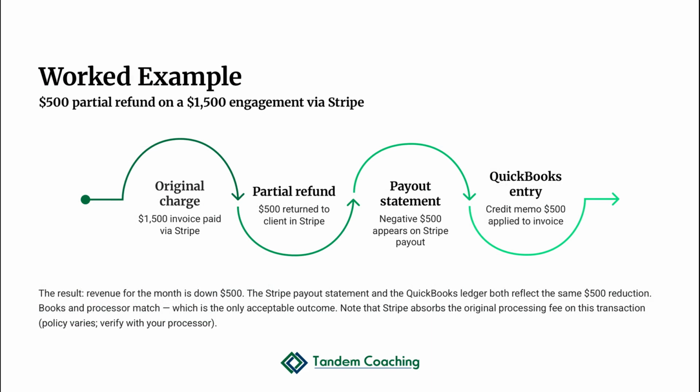The worked example walks the full procedure end to end, so you can see the three records line up. $500 partial refund on a $1,500 engagement, original payment via Stripe. Stripe absorbs the fee on the original transaction and posts a negative $500 to your payout statement. QuickBooks gets a credit memo for $500 against the client invoice, applied to the original payment. Bank statement shows a $500 debit on the date the payout cleared. 3 records, 3 matches, period revenue reduced by exactly $500. That is the discipline.